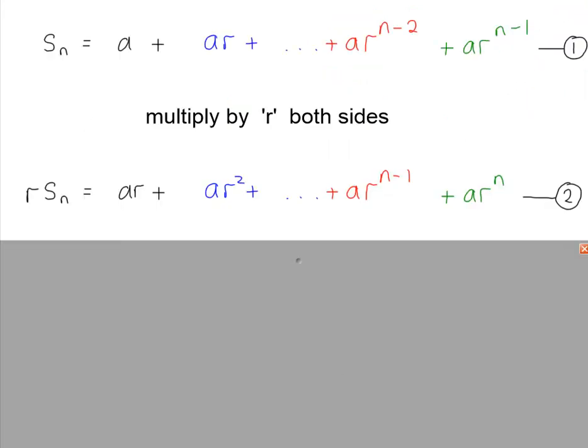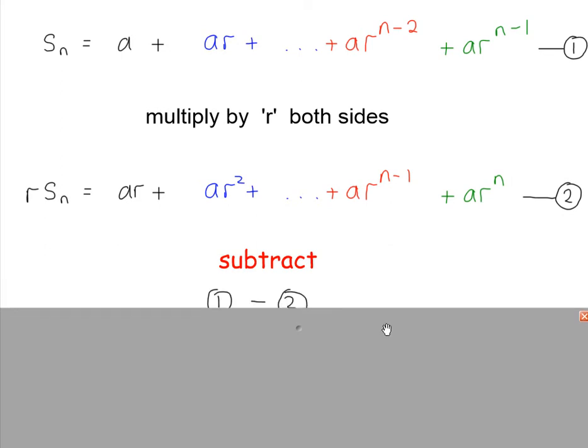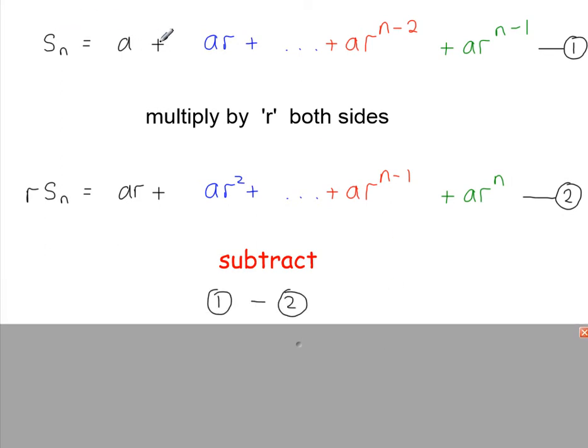So this was the original series. I've undone the little changes that I just made. I've multiplied both sides by r, and now I'm going to subtract one from the other. Ar minus ar, they cancel. A term from here will cancel with a term from here, and so on. That would have cancelled, that would have cancelled.